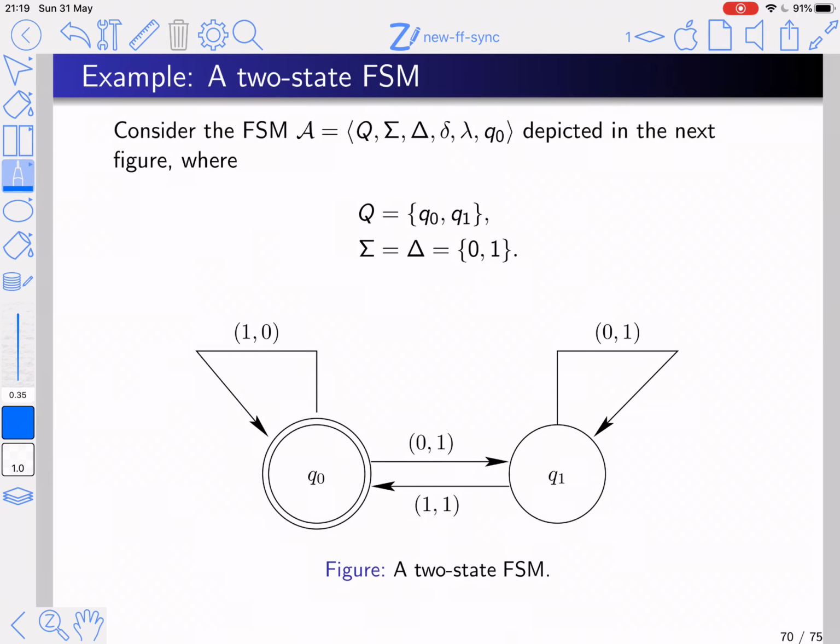Okay, let's go back to our finite state machine over two states, and let's perform a task of synthesis. Namely, we want to design a synchronous circuit that implements this finite state machine. So in this finite state machine, our set of states consists of two states, Q0 and Q1. Our input alphabet and our output alphabets are already bits. So the encoding that we will choose for them will be the trivial identity encoding.